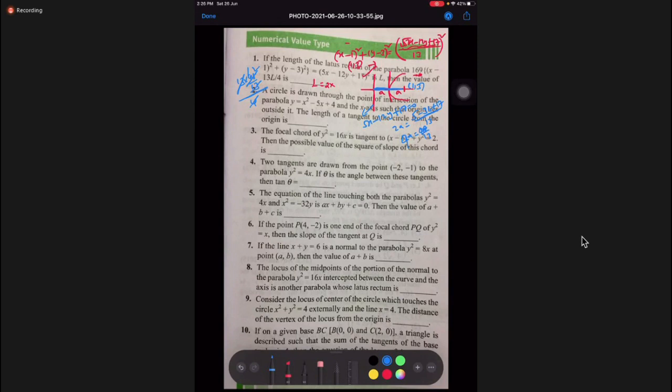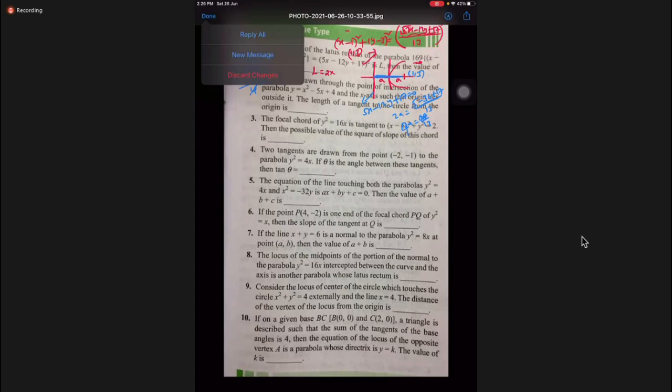How about the next one? Second question. A circle drawn through the point of intersection. Point of intersection itself, family. Am I right, students? Point of intersection, family. Is that okay, all of you?